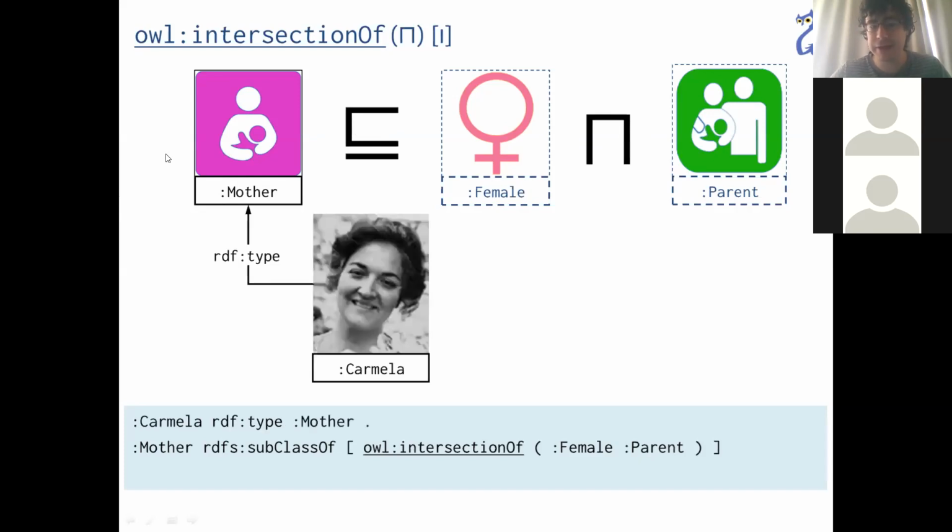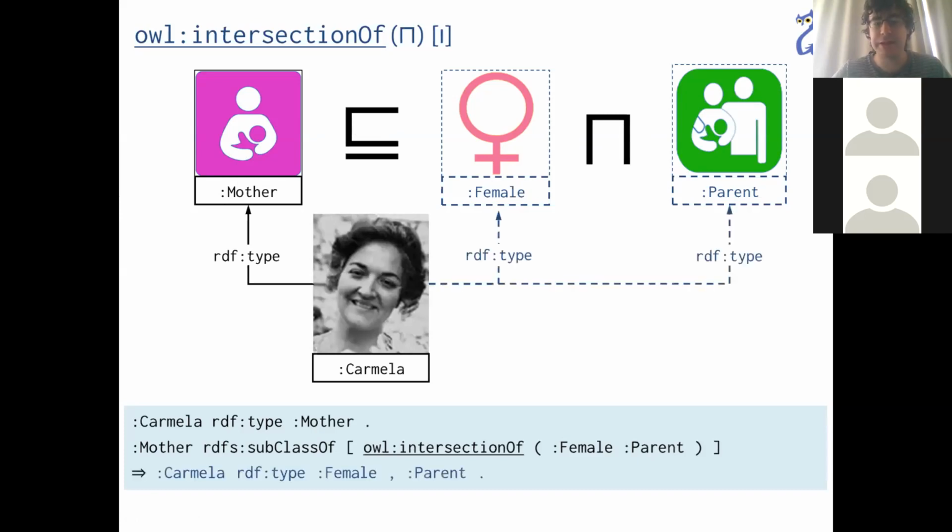If we have Carmela is of type mother, what could we infer? Well, we can conclude that Carmela is of type female and Carmela is of type parent. Okay, so how is this definition written down? We see in Turtle that what we write is mother subclass of, referring to this thing here, the intersection of a list of classes. We have two classes here, but we could have 3, 4, 5, 6 classes as we prefer. So we infer that Carmela is of type female and type parent if Carmela is a mother.